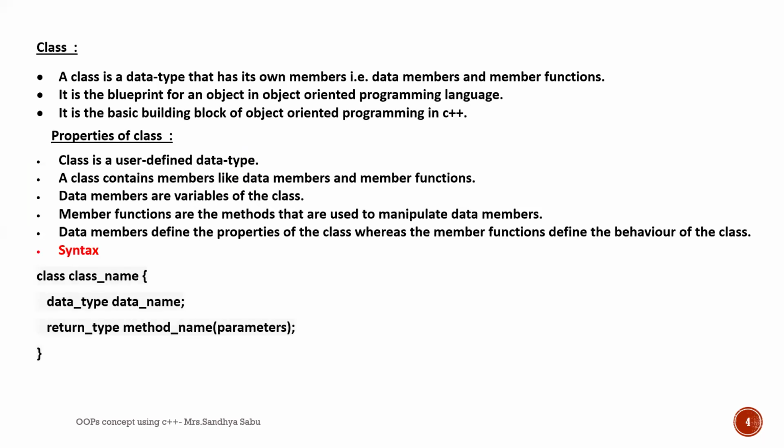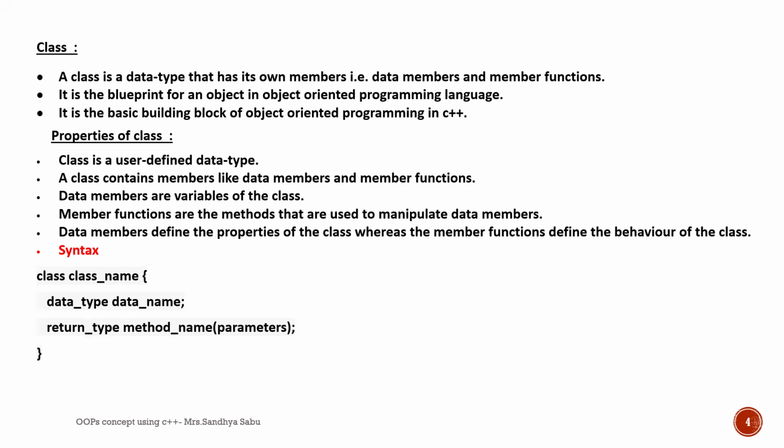So what is a class? A class is nothing but a data type. It has data members and member functions with which we are going to do some processing. A class is considered the blueprint of a program. It is the basic building block of a program. As I said, a class is a data type, and it is considered a user-defined data type.